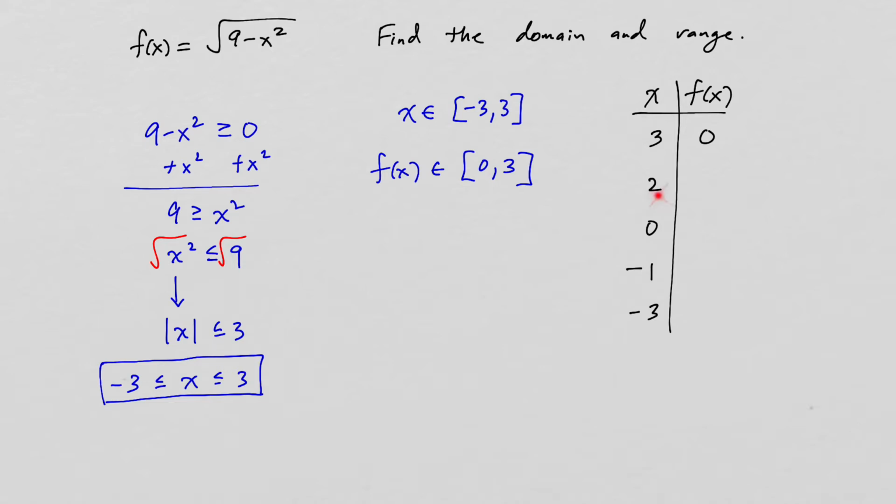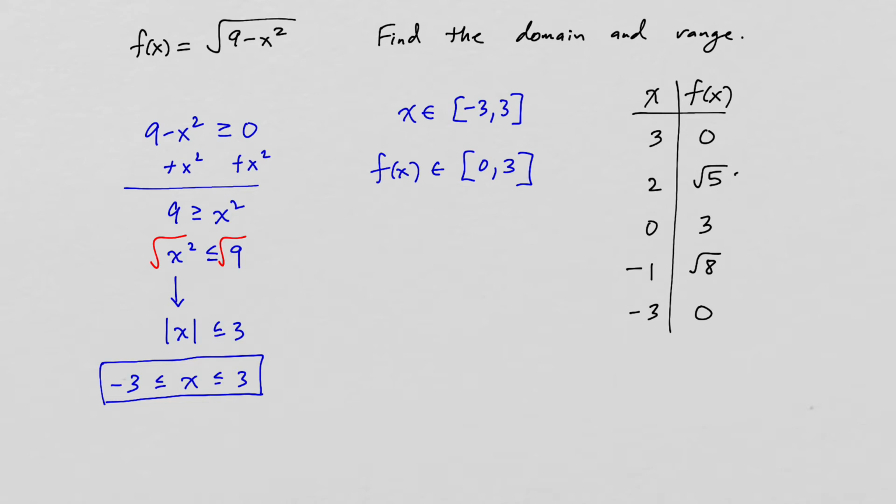If you plug in x equals 2, you're going to get 9 minus 2 squared. So that's going to be 5. And then you're going to have the square root of 5. And if you plug in 0, you get the square root of 9, which is 3. When you plug in negative 1, you get 9 minus negative 1 squared. Negative 1 squared is positive 1, and 9 minus 1 is 8. So we get the square root of 8. And if you plug in negative 3, you're going to get 9 minus 9, which is 0 again.